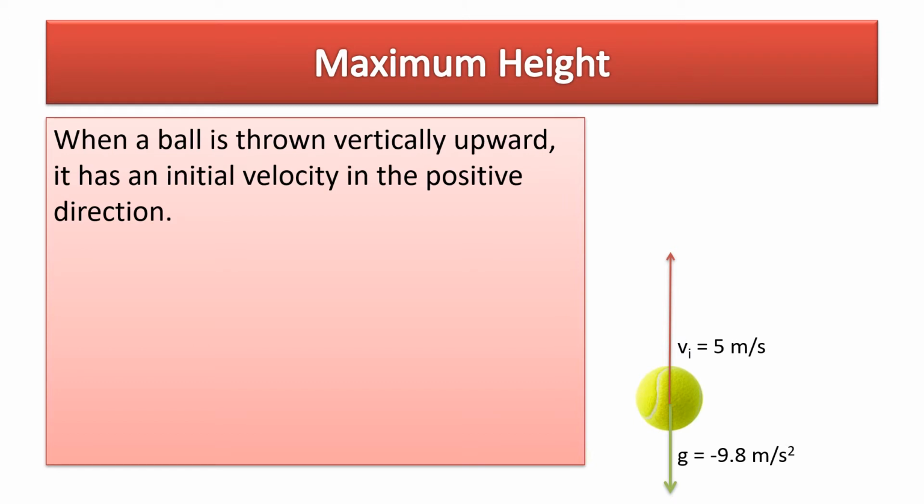So when a ball is thrown vertically upward, it has an initial velocity in the positive direction. In this example, let's say we throw the ball upward and that red velocity vector is showing positive 5 meters per second. The green acceleration vector is showing an acceleration of negative 9.8 meters per second squared. So the animation is going to move the ball upwards and the vectors will change, maybe. Will that acceleration vector change?